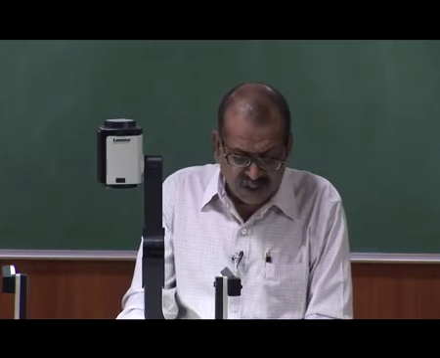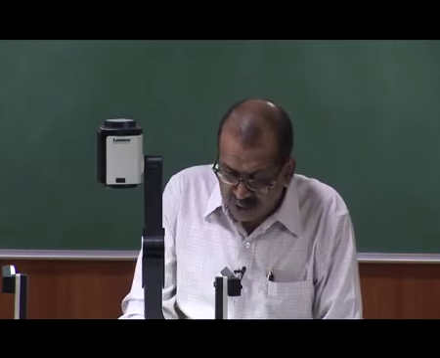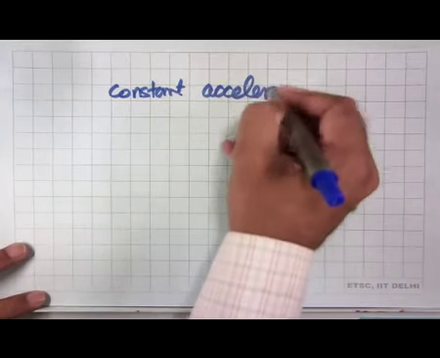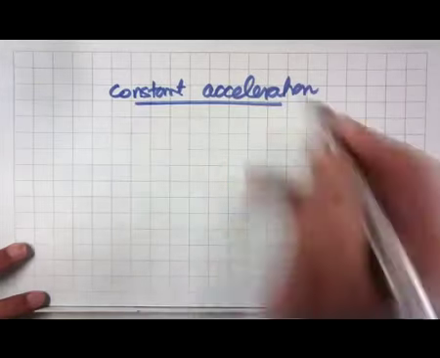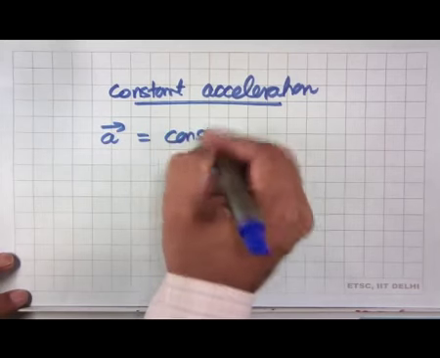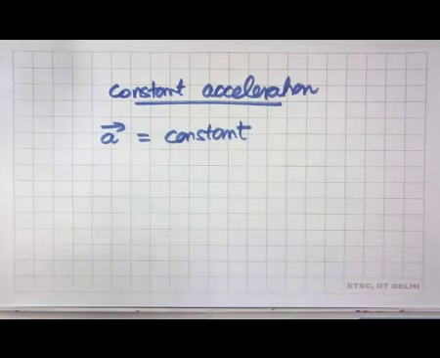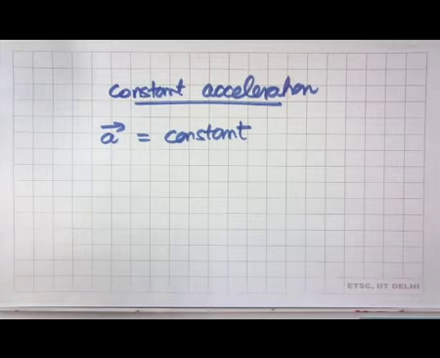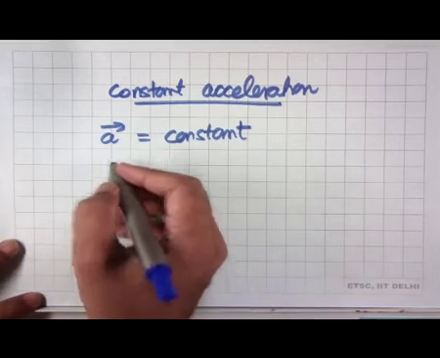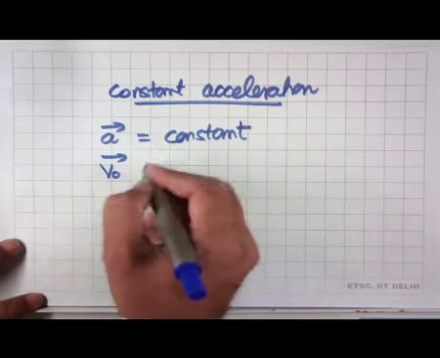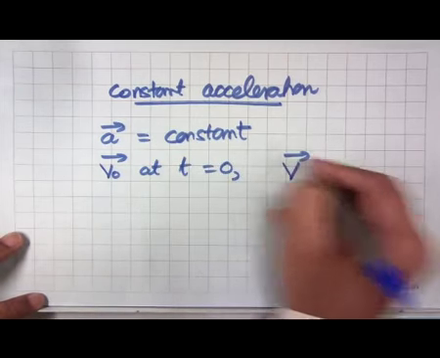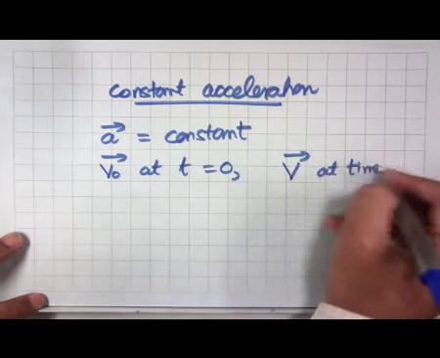Let us now take the case of a particle which is moving with constant acceleration. That means the acceleration is constant both in magnitude as well as direction. And let us say that a particle which is undergoing constant acceleration, let its velocity be v0 at time t equal to 0, and let it be velocity v at time t.